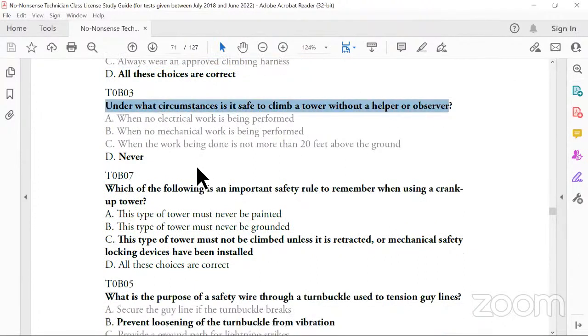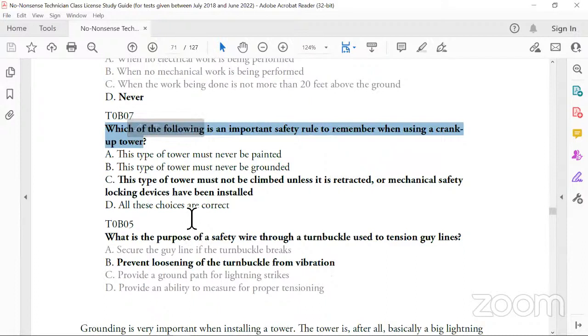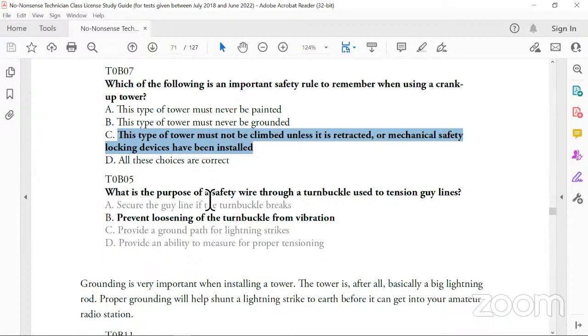Okay, so trick question. Under what circumstances is it safe to climb a tower without a helper or observer? Well, it is never safe to do. No circumstance. Which of the following is an important safety rule to remember when using a crank-up tower? Well, we said you must not climb it unless it is retracted or you have mechanical safety locking devices installed.